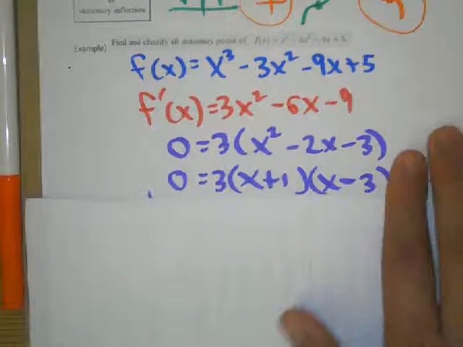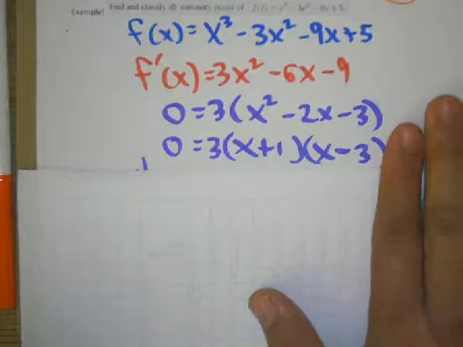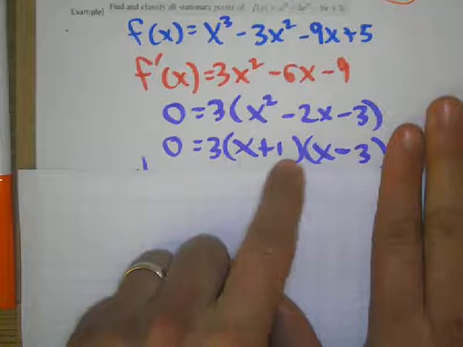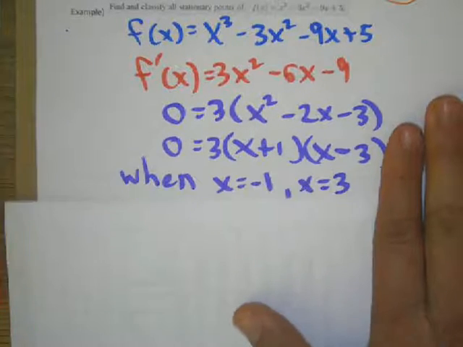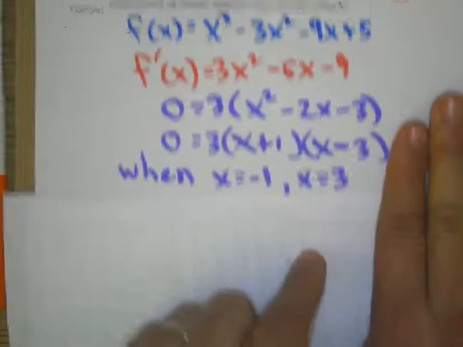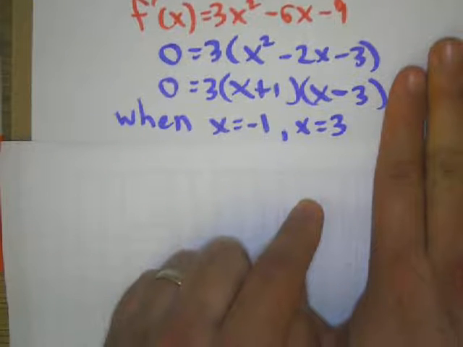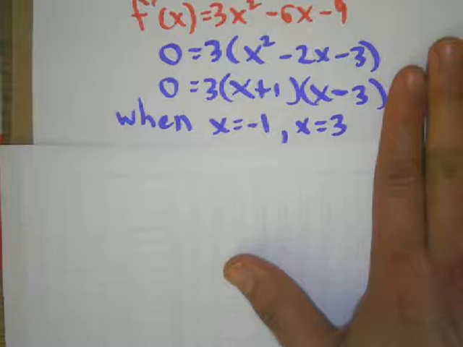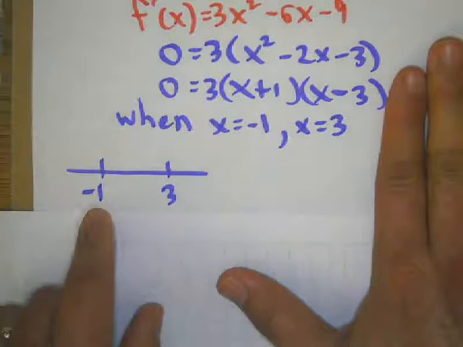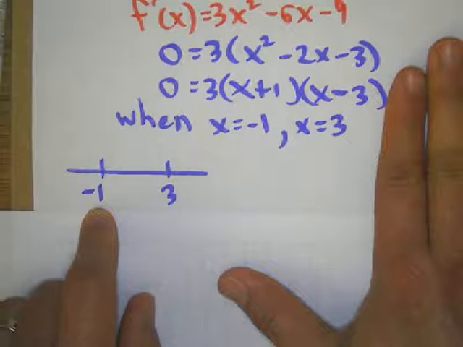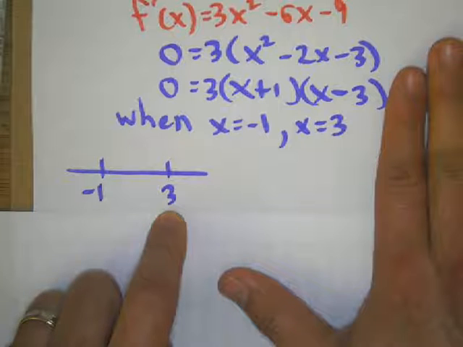All right, so if I'm going to make a sign diagram, we know that it's 0 when x equals negative 1 and when x equals 3. Okay, so to make a sign diagram, we know it's going to be 0 at negative 1, and we know it's going to be 0 when x is 3.